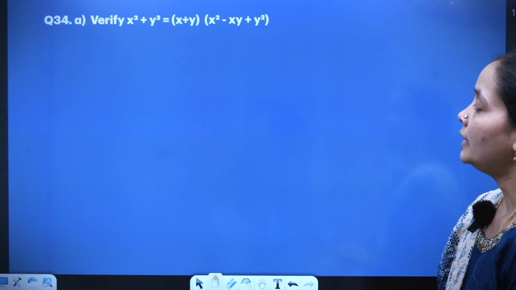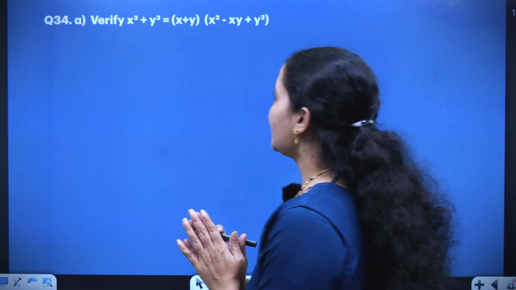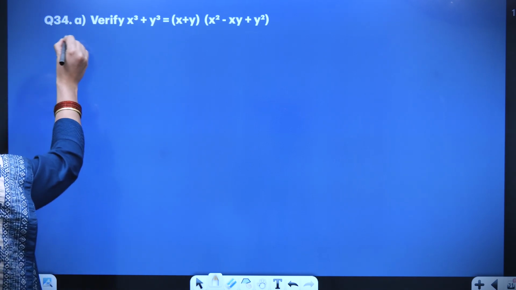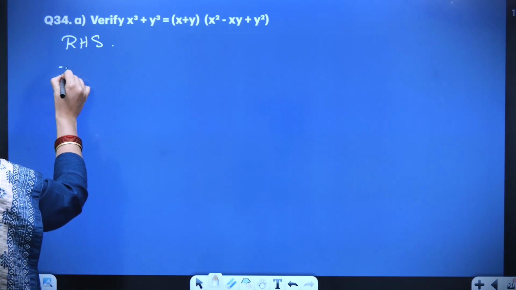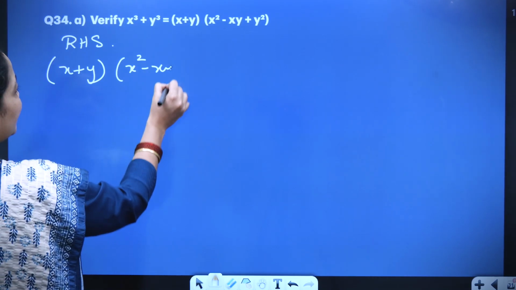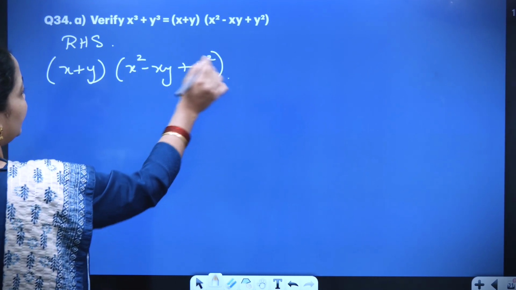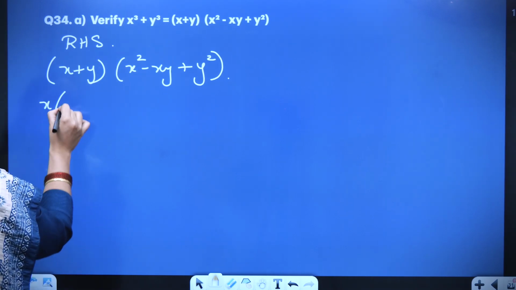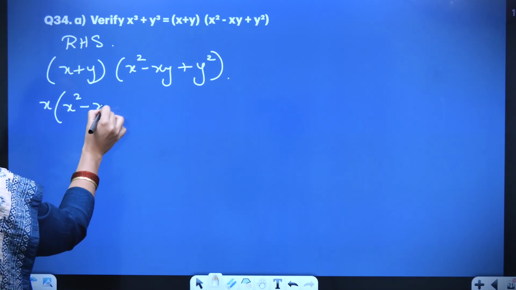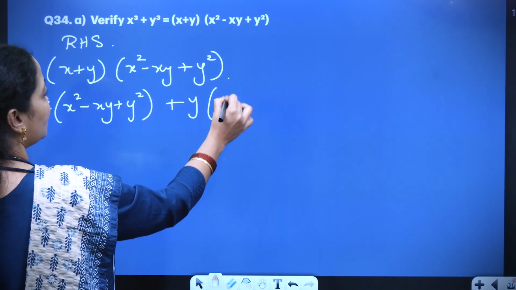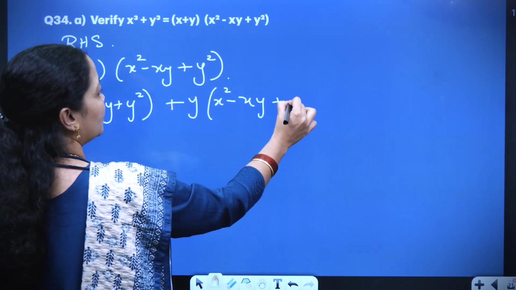First question is verify x cube plus y cube is equal to something. Okay, I'll take the RHS. My RHS is given to be x plus y into x square minus xy plus y square. Let me use the distributive property and multiply here. First x into x square minus xy plus y square, then y into x square minus xy plus y square.